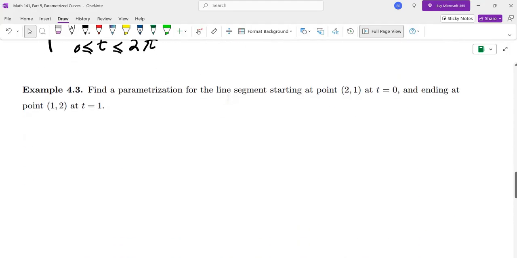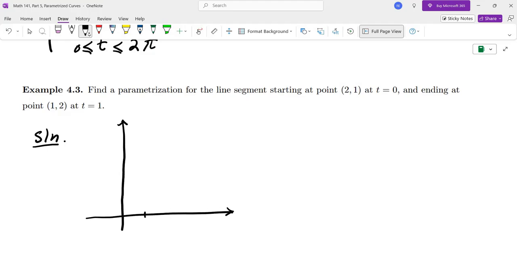Okay, let's look at the next example. Find the parametrization for the line segment starting at (2, 1) at time t equals 0 and ending at (1, 2). So (1, 2) is right here, and this is the line segment. It starts at (2, 1) for t equals 0 and ends at (1, 2) at t equals 1.